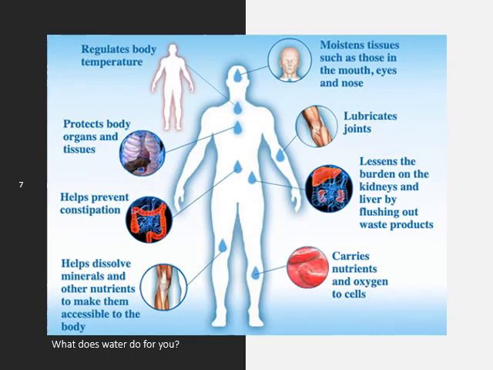So here's just an example of water. What does water do for us anyway? Well, it regulates body temperature. When we sweat, we can cool off our body. So that's fluid loss, right? Protects the body organs and tissues. It helps prevent constipation. So we need to drink a lot of fluids to prevent constipation.